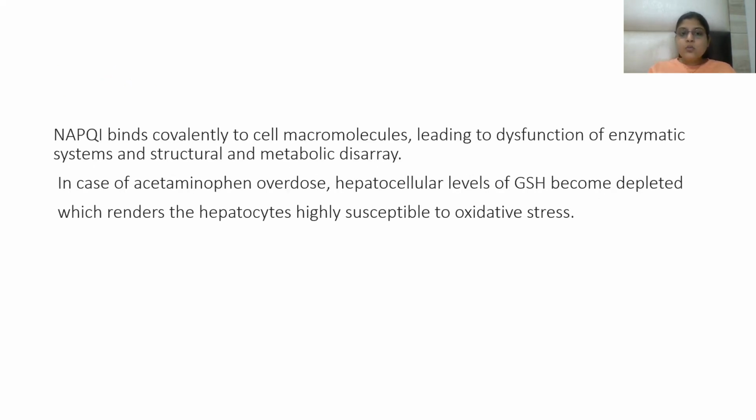NAPQI binds covalently to cell macromolecules, leading to dysfunction of enzymatic systems. As I've already told you, it will bind to the sulfhydryl groups of the enzymatic systems, causing structural and metabolic disarray. In case of paracetamol overdose, hepatocellular levels of glutathione become depleted. Because more NAPQI is formed, it combines with glutathione, and in overdose the glutathione stores get depleted, which renders the hepatocytes highly susceptible to oxidative stress. There will be more oxidative stress to the liver.